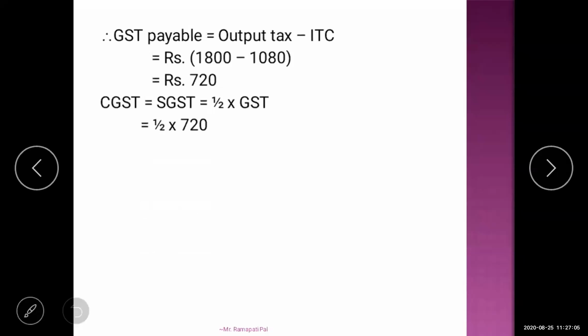You are concentrating, you are understanding step by step, and you are solving also. At a time you are doing many things. If you understand, then only you can solve. So we can say that 360 is the CGST and SGST.